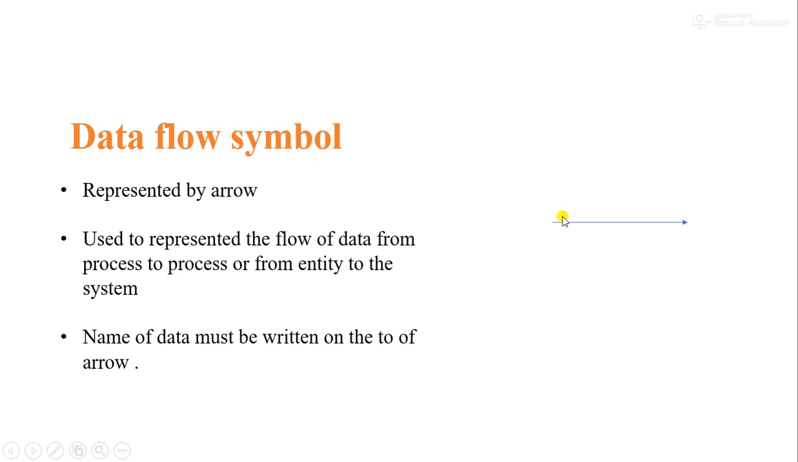Which data is flowing from one entity to another entity, we need to represent using a name. So this is how we can represent the flow of data, and this is the name of the data which flows from one entity to another entity. This is the data flow symbol which is used to represent the flow of data between different entities of a system.